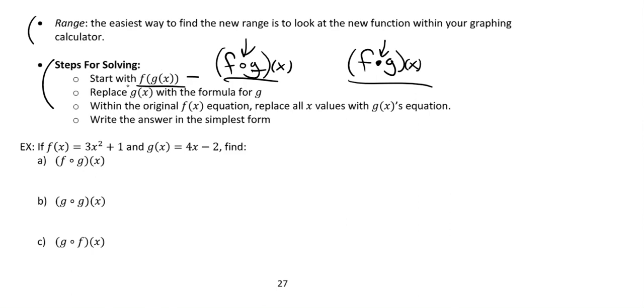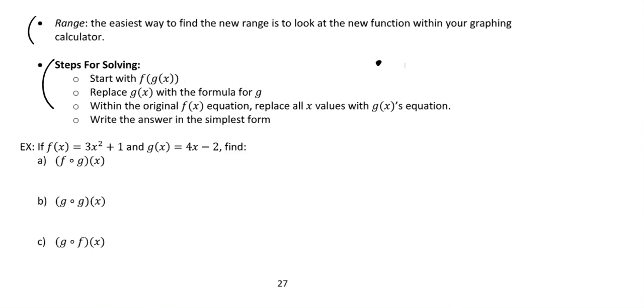So step number 1 there was replace fog of x with, really, the way it looks more familiar. I'm going to write that as f of g of x, like that. The reason I do that is because now I can clearly see that g of x is just inside of f of x. It's an easier way to think about it, I think.